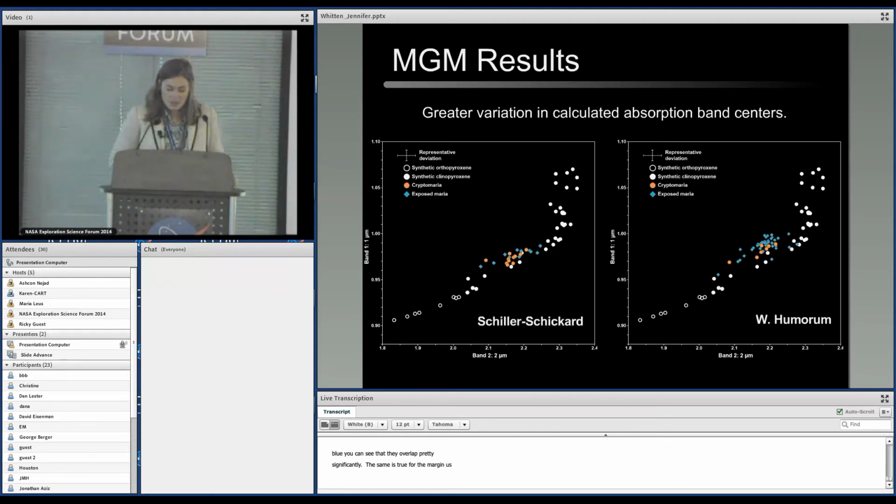In other areas, you have much greater variability. Here is the Schiller-Schickard data as well as West Humorum data, and there still is overlap in the Cryptomaria and exposed Maria, but in this particular case, you see much more variation in the Mare deposits that I've mapped.